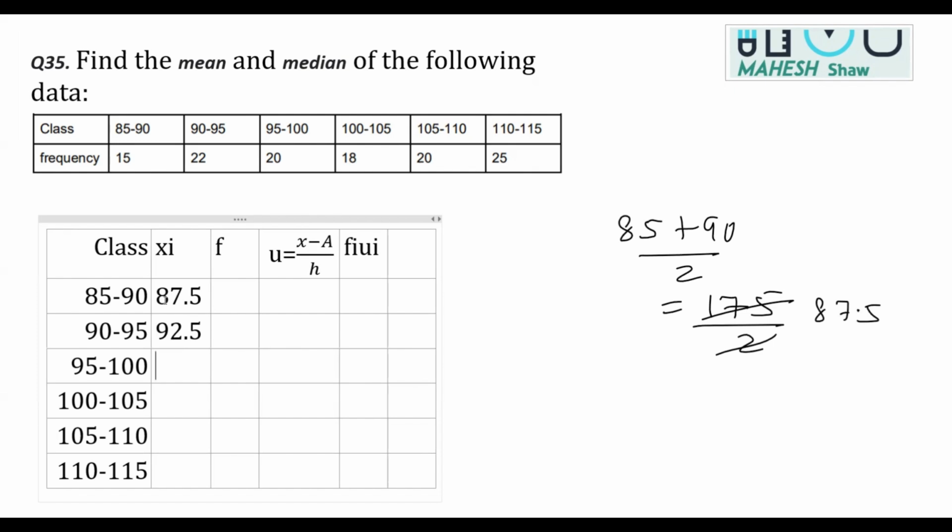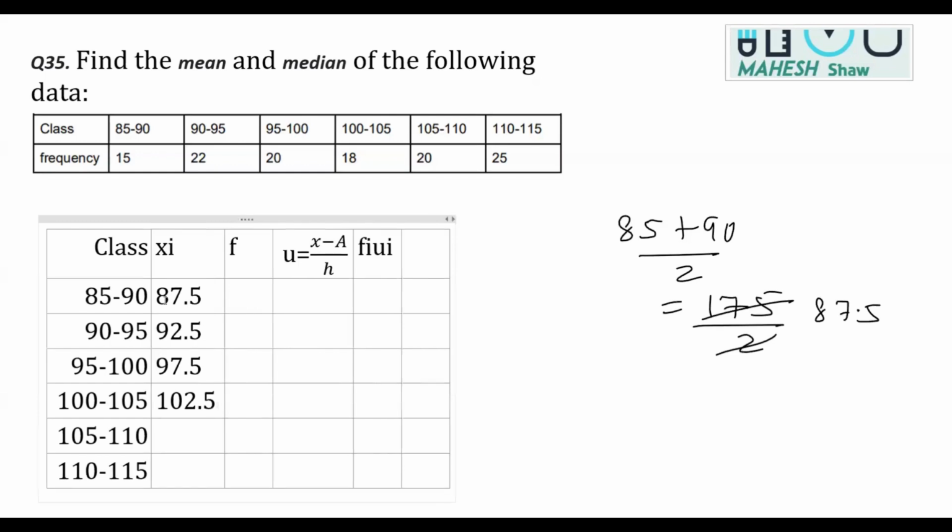Third will be 95 plus 100 divided by 2, that is 97.5. Next is 100 plus 105 by 2, so midpoint. You can just figure out that you are increasing it by 5, right? If you look into this pattern, because here the class interval is uniform, adding 5 to the preceding, I'll get 107.5, and adding 5 to the preceding, I'll get 112.5. Next is the frequency, generally denoted by fi.